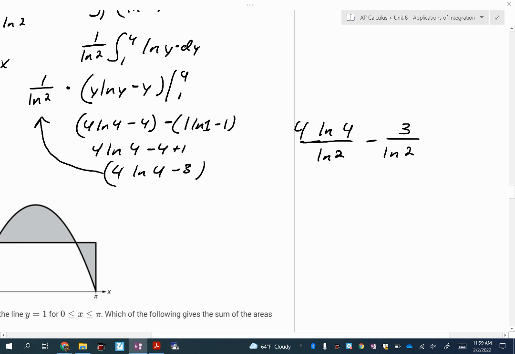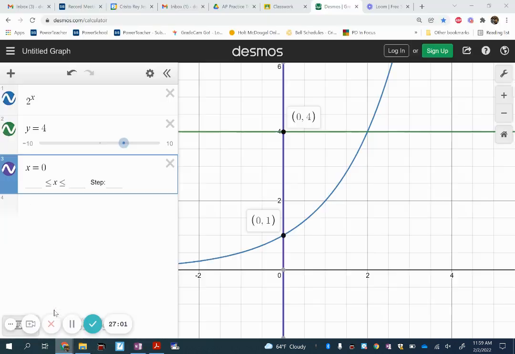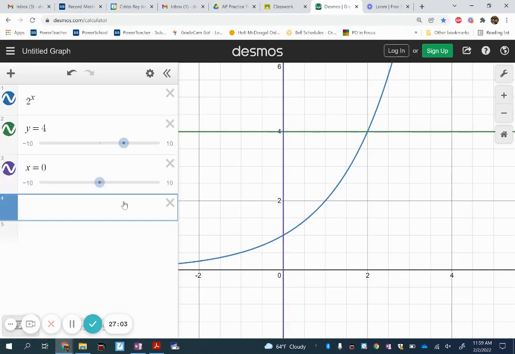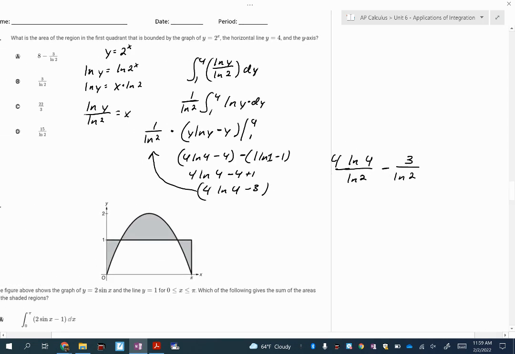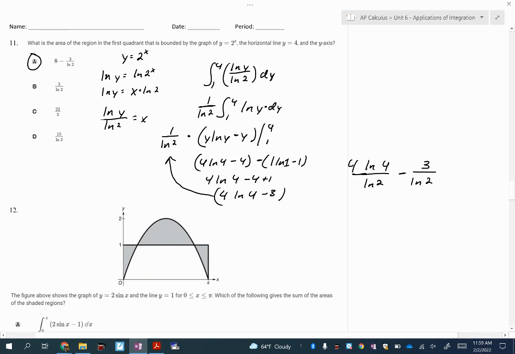Okay, I'm going to go to Desmos to show you that the natural log of 4 over the natural log of 2 is going to actually simplify for us. So we have 4 times the natural log of 4 in the numerator, and the natural log of 2 in the denominator gives us 8. That's going to become 8 minus 3 over the natural log of 2. So that is answer choice A. All right, 2 more to go.